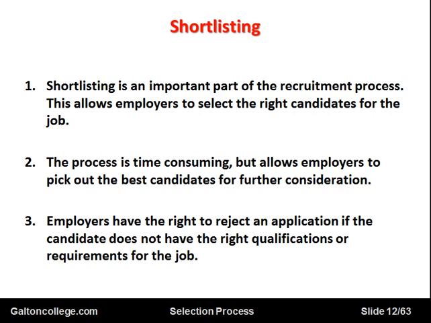Employers have the right to reject an application if the candidate does not have the right qualifications or requirements for the job. Clearly, when the application is received, it will be scrutinized to see if the person is suitable in terms of qualifications, experience, or whatever was required when the job was posted. The job, when it's posted, let's say in the press, should indicate what requirements it had, what experiences the applicants should have or what qualifications and so on.